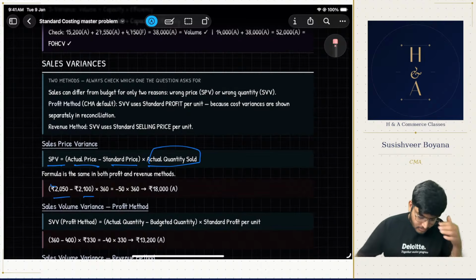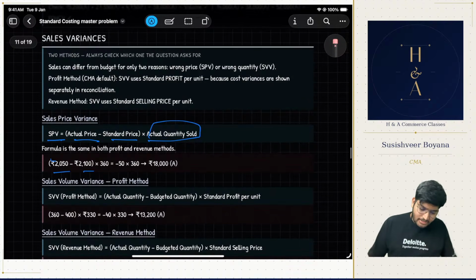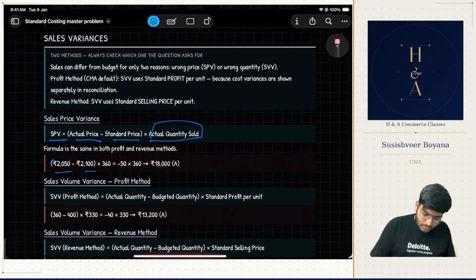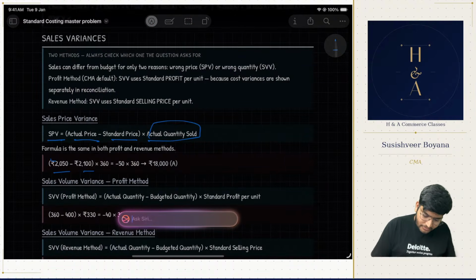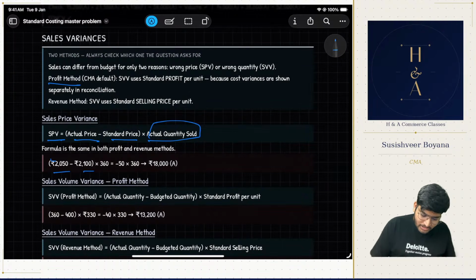Okay, all right. So we know the reason why there could be a variance. Let us understand. Profit method is one method that we usually do. The other is the revenue method. ICMA basically only follows the profit method, right?